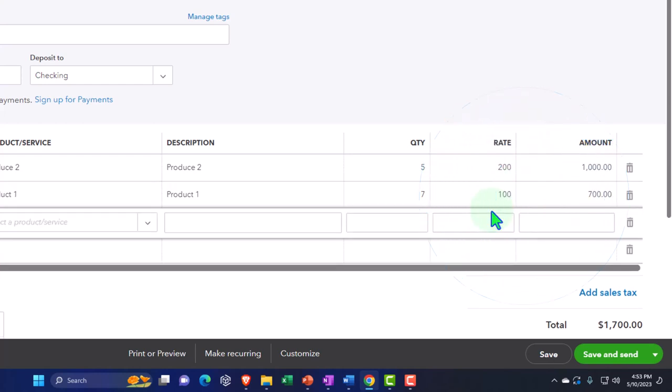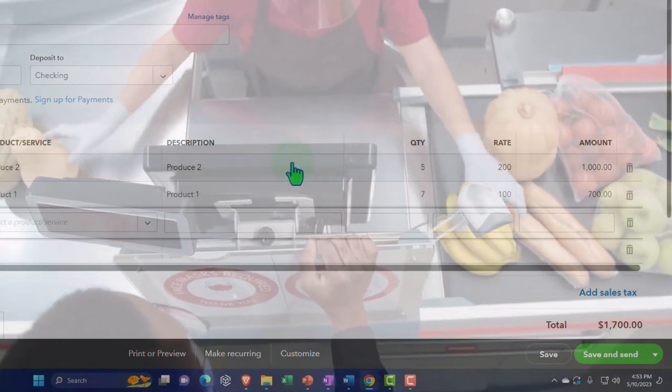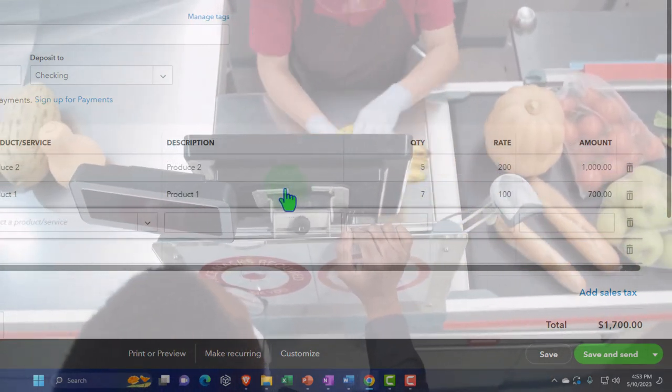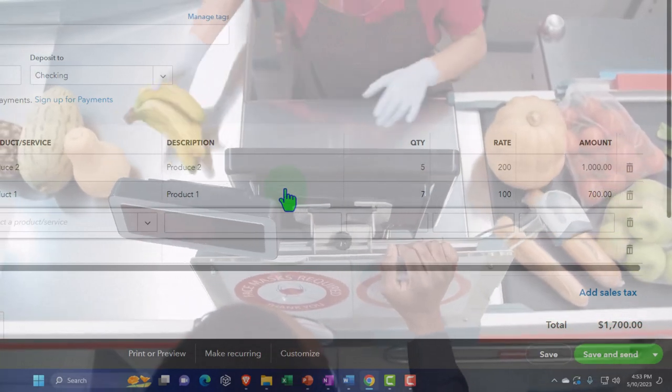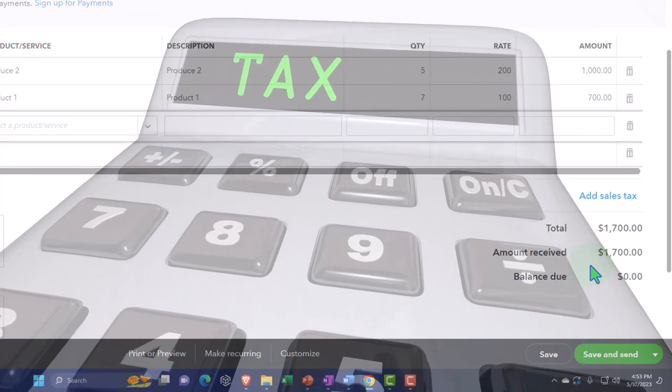Okay, so let's keep it there. What's this gonna do when we record it? This is analogous to if you were in an actual store and actually doing a self-checkout. You could just scan your items and say, yeah, I got five produce two and seven product ones. And the total then is gonna be 1,700. Note that we're not dealing with sales tax. We might turn on sales tax to add that level of complication into the factor. But without sales tax, it's still a fairly complex transaction.